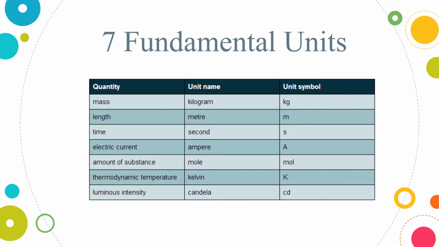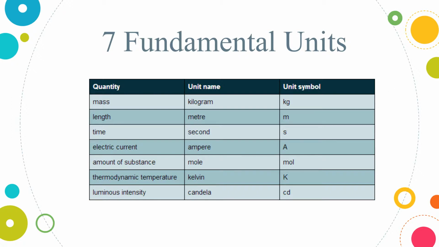So what are the 7 units? For mass, it will be expressed in kilograms. For length, the meter. For time, seconds. For temperature, it's Kelvin. Luminous intensity is in candela. Electric current is ampere. And amount of substance is mole.